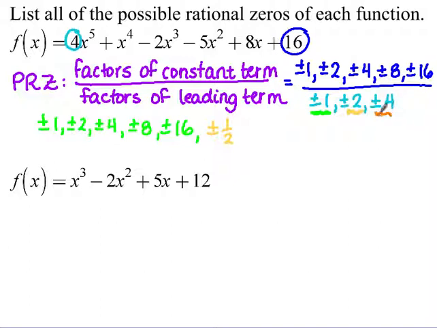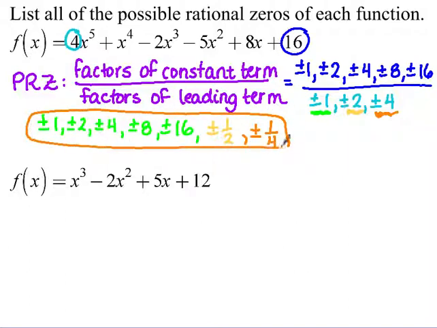I need to divide now by 4. First of all, I'm going to start with 1. If I divide by 4, I get 1/4. What's 2 divided by 4? 1/2, already have it. 4 divided by 4, already got it. 8 divided by 4, already got it. 16 divided by 4, already have it. So here are all of your PRZs. When it says a possible rational zero, that means possibly any of those could be zeros of the function. Possibly. I have a feeling this might get hard.